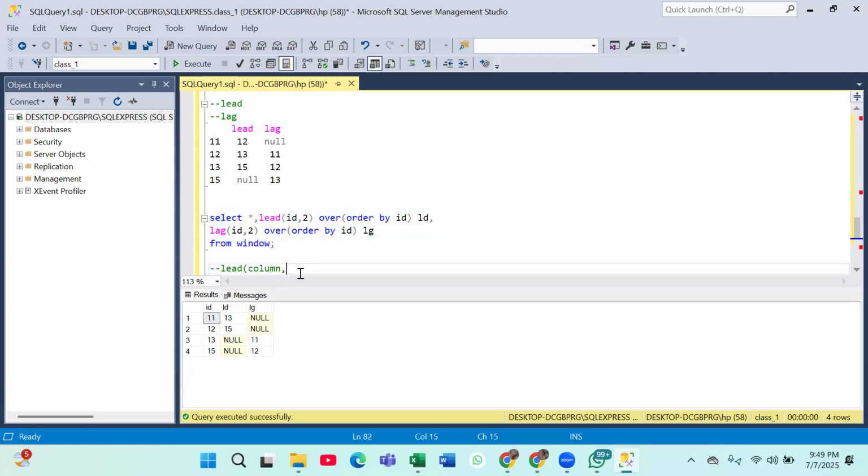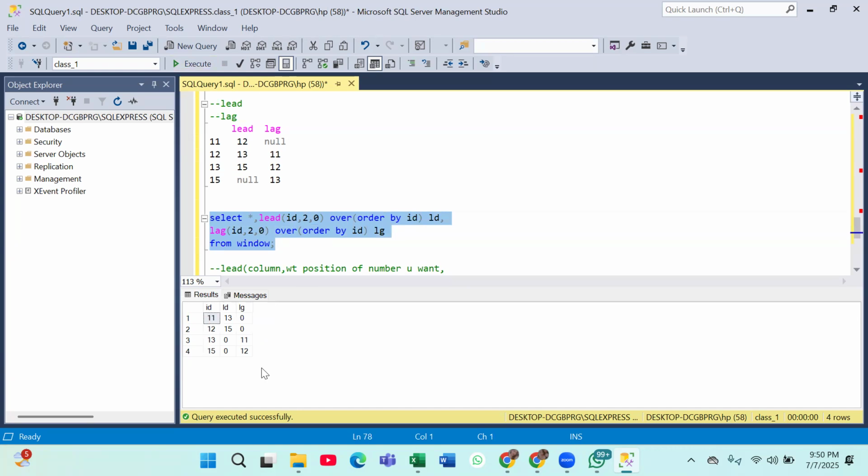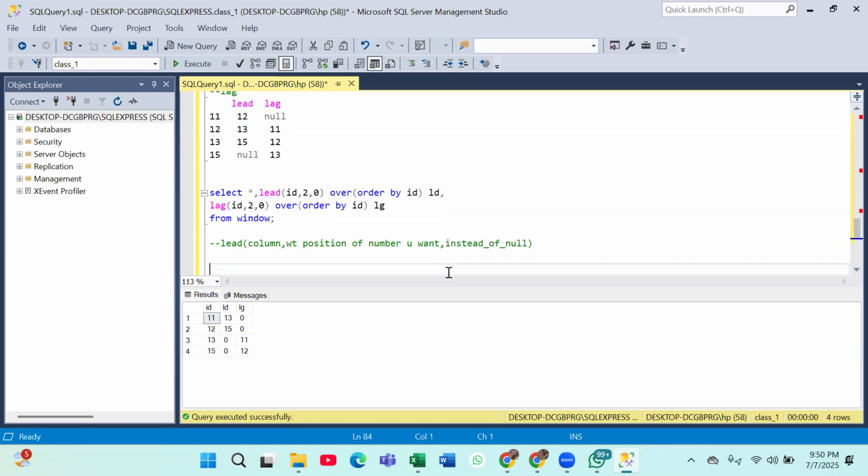Like what position of number you want. And then the third parameter will be what you want instead of null. Let's say instead of null, I want 0. So all the nulls are being replaced with 0 now. Is this clear with you? Are you able to get that, everyone? Are these 3 parameters clear? The same will be for lag also.